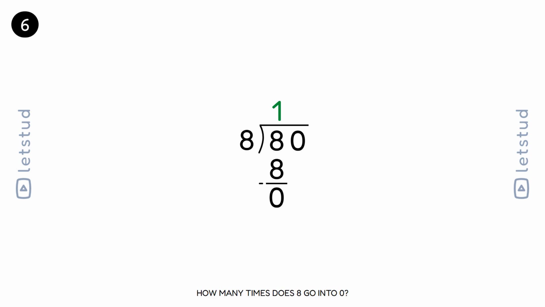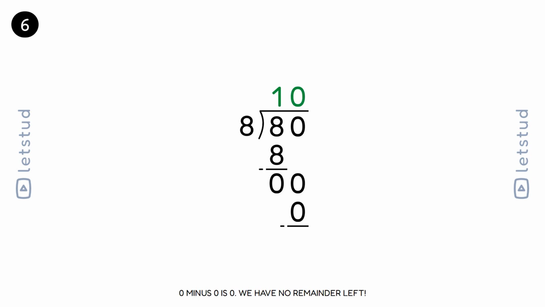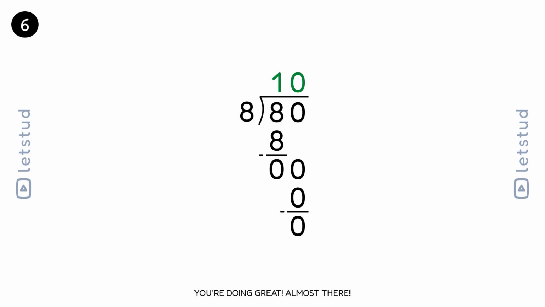Let's look at the next digit, 0. How many times does 8 go into 0? No more digits to bring down. 8 goes into 0, 0 times. 0 times 8 is 0. 0 minus 0 is 0. We have no remainder left. You're doing great, almost there.